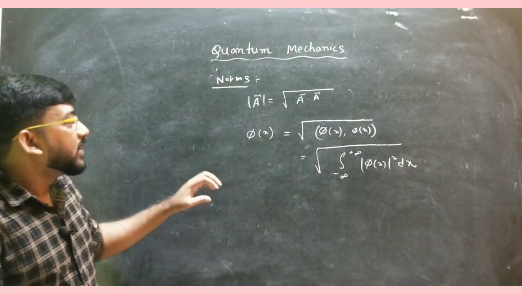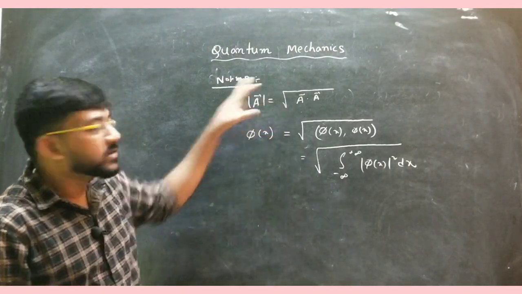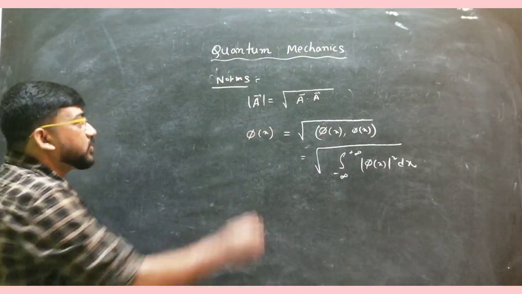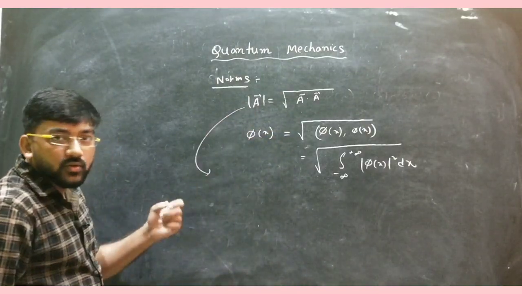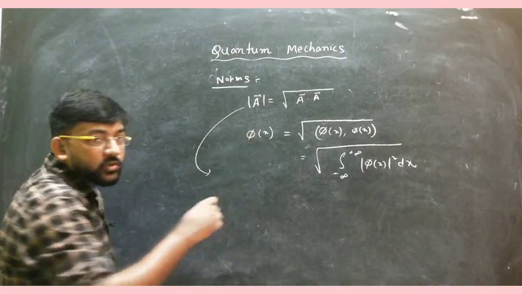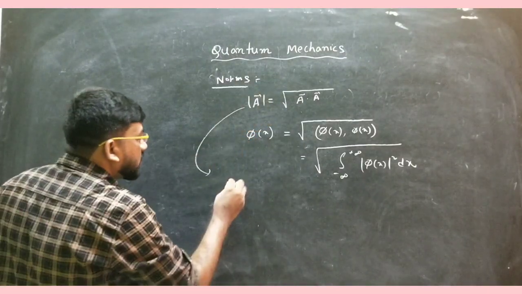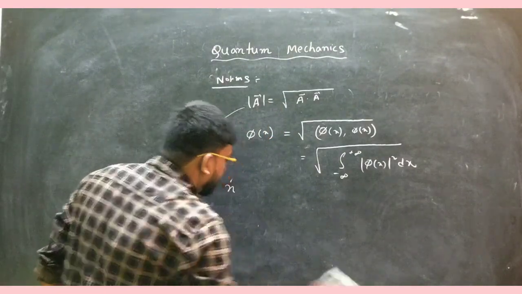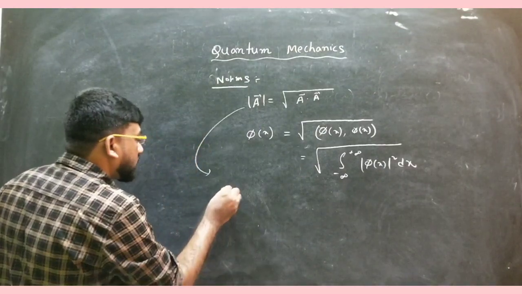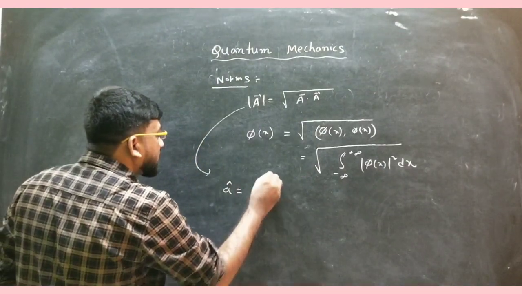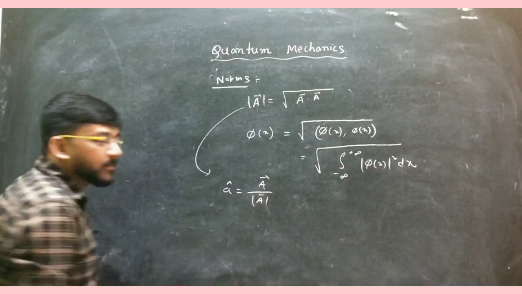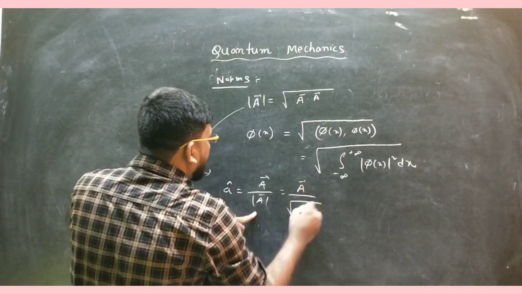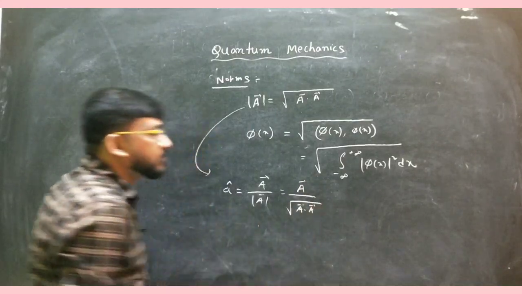Okay, and if you want to normalize this function, that means the magnitude of this is unity. So you know the definition of a unit vector. If you want to find the normalization constant of this vector, what do you have to do? You have to just divide it by its norm. So if you have a cap, that means the vector a divided by mod a. So this is nothing but the norm of a. This mod a is nothing but the square root of a dot a.